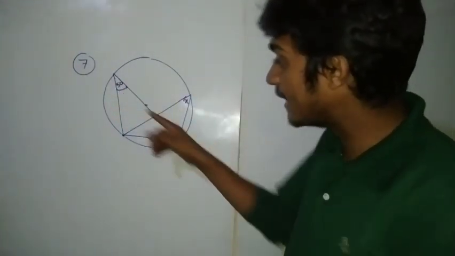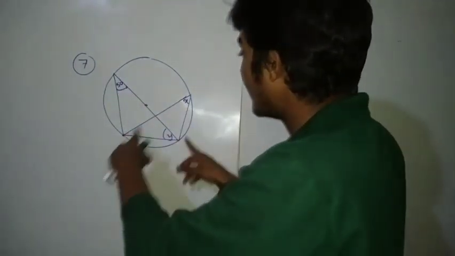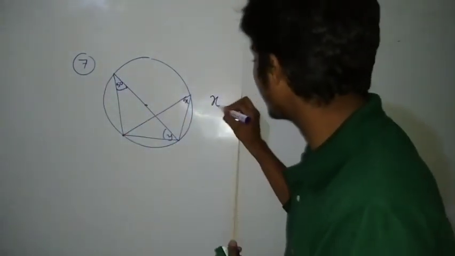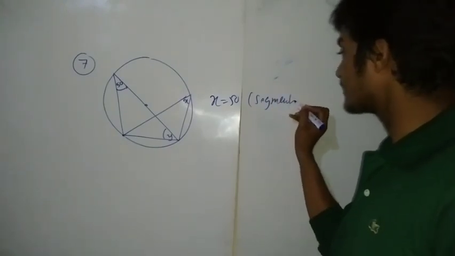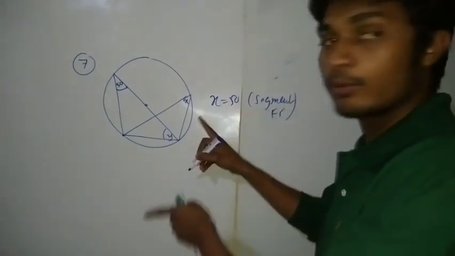So if this was 50, you have the same chord. So 50 and x should be equal, right? So x is equal to 50. What is the reason? Because segment angles. So x is equal to 50.